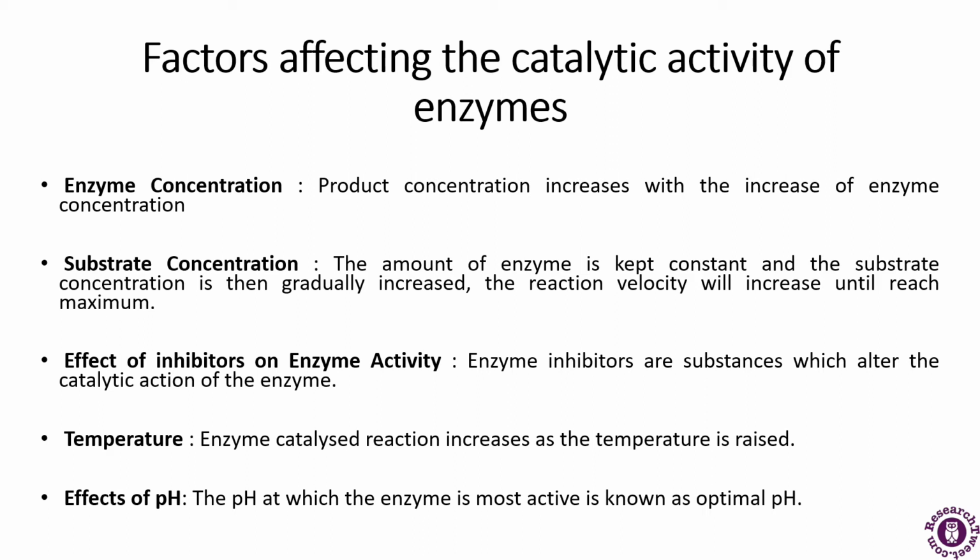The next is the effect of inhibitors on enzyme activity. Enzyme inhibitors are substances which alter the catalytic action of the enzyme and consequently slow down or, in some cases, stop the catalysis process. There are three common types of enzyme inhibition.